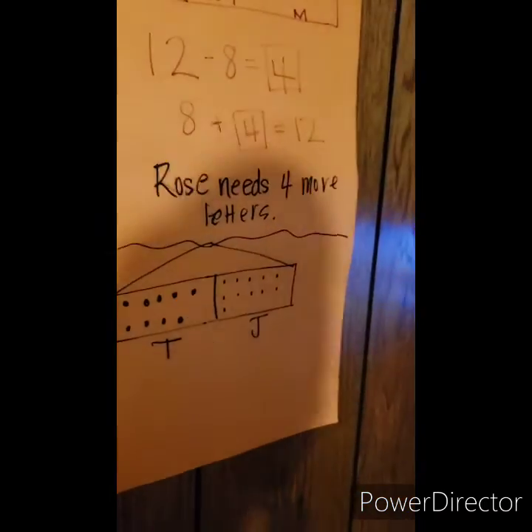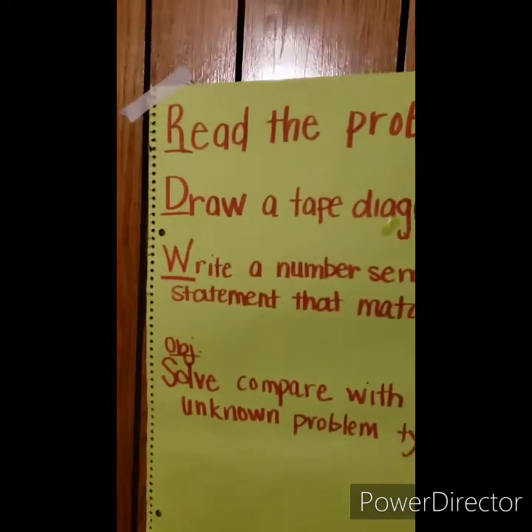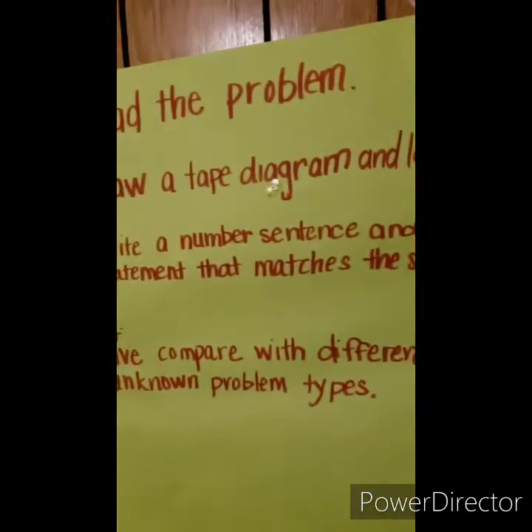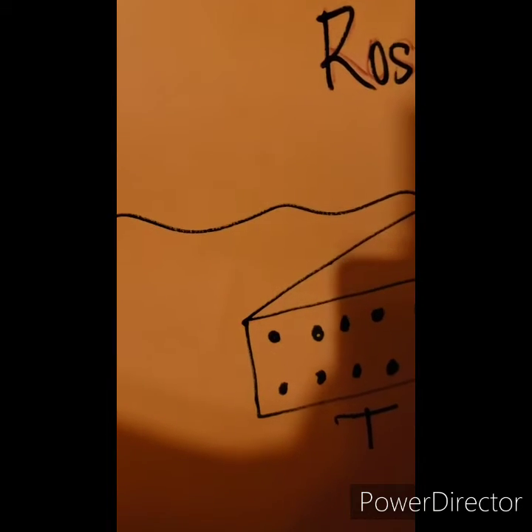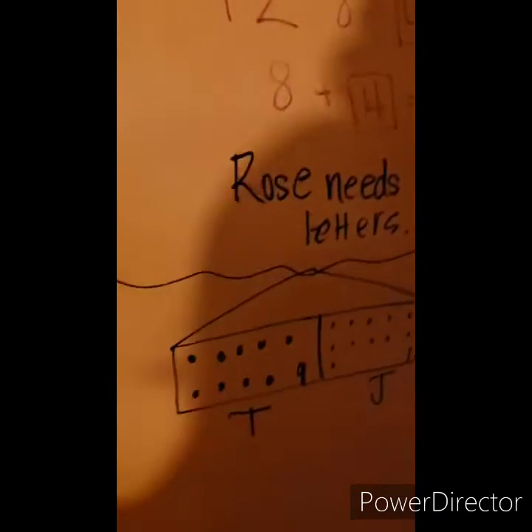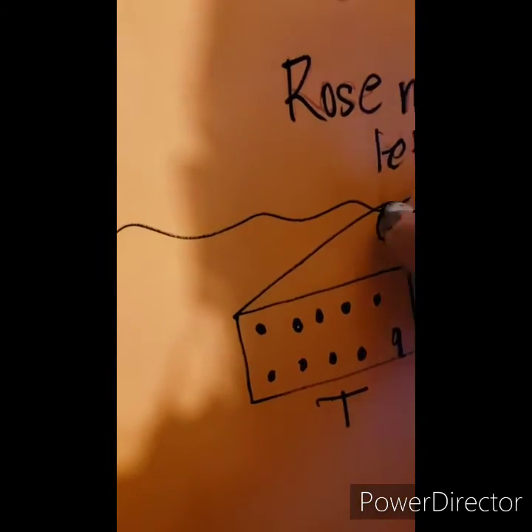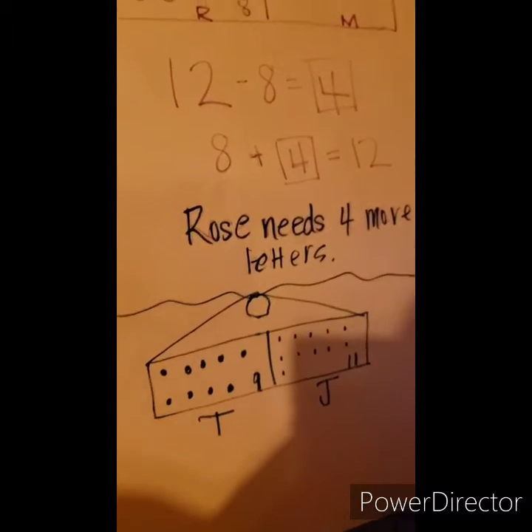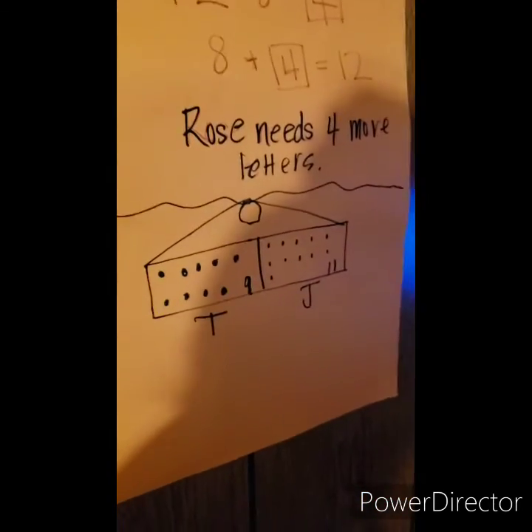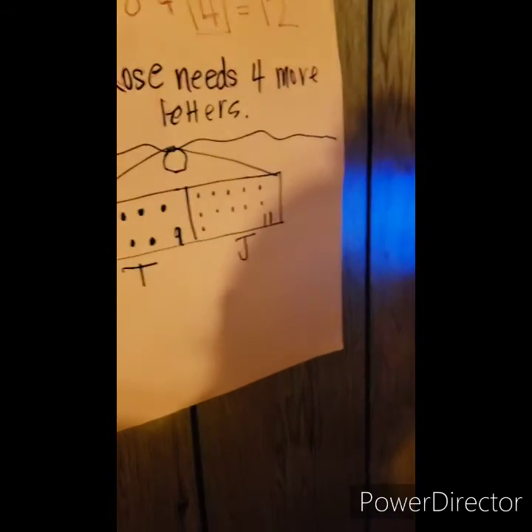So now I'm in the process. I have already completed the read strategy, read the problem. Now I am in the D strategy, draw tape diagram and label. So I'm in the process of labeling. So let's see, Tamara had 9 and Julio had 11. All right. And my top number is going to go here. All right. What they want to know is how many seashells did Julio and Tamara collect? How many did Julio and Tamara collect?